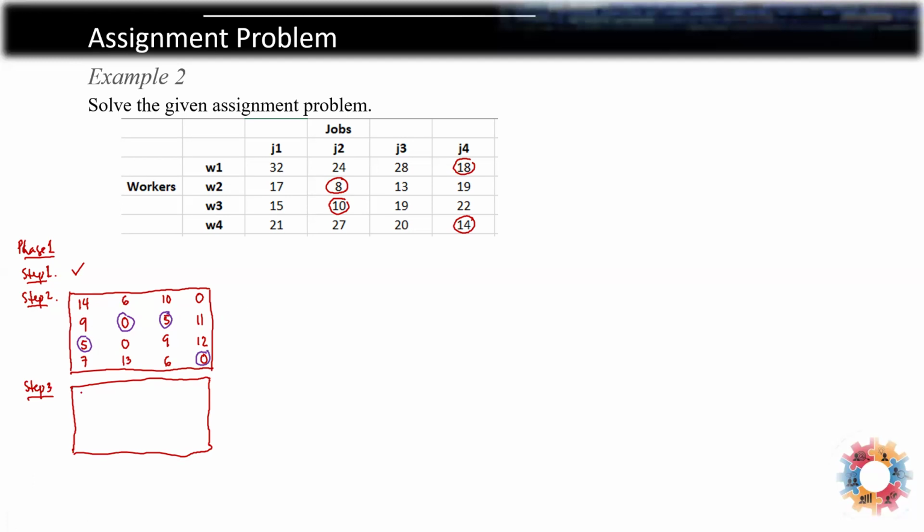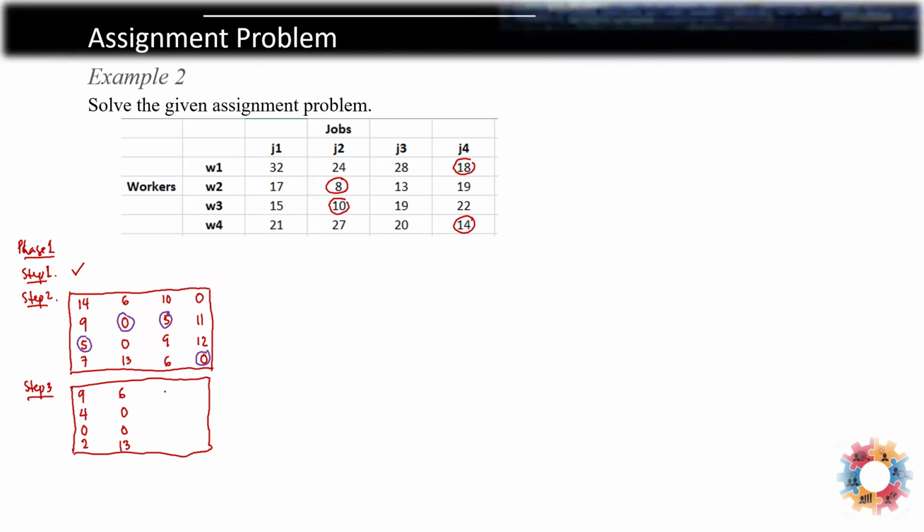So 14 minus 5 will give you 9, right? 9 minus 5 will give you 4. 5 minus 5 is 0. And 7 minus 5 is equal to 2. Then here, 0 is the smallest, so nothing will change. We still have 6 and 0, then 0, then 13.